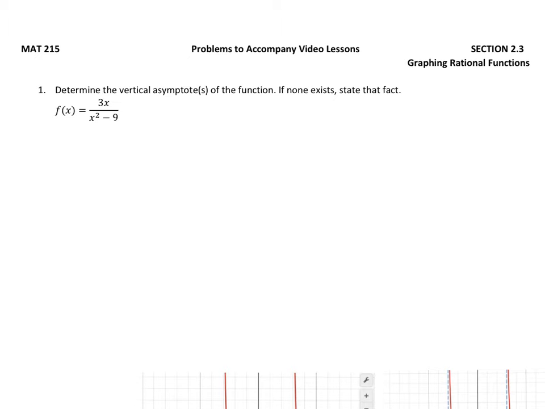Let's begin by looking at the function f of x equal to 3x divided by the quantity x squared minus 9. Now I want to point out that this is a rational function. We are working with rational functions in this section.